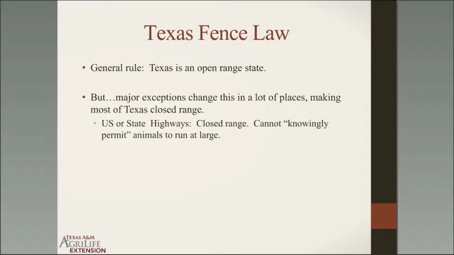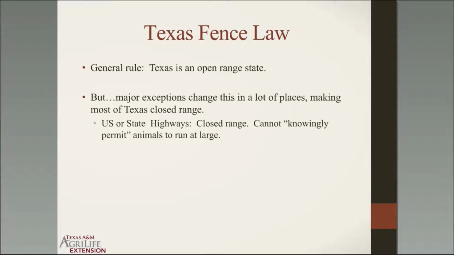Now, for our purposes here, a state or a U.S. highway does not include farm to market roads. So that's going to be like I-35, I-40, Highway 6, Highway 287. It doesn't include farm to market roads. So the answer is, if you're on a state or a U.S. highway and you've got an animal that gets out, we know that's going to be closed range.